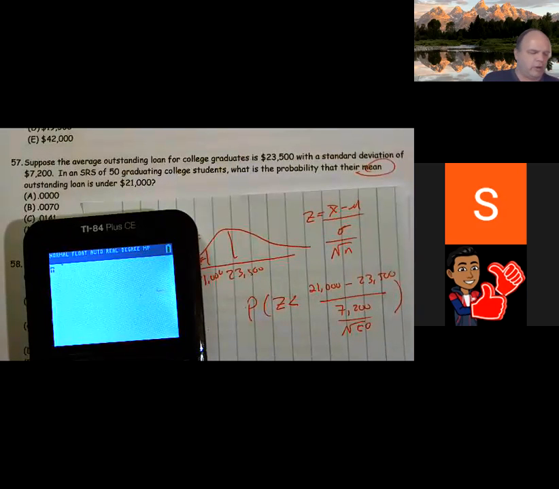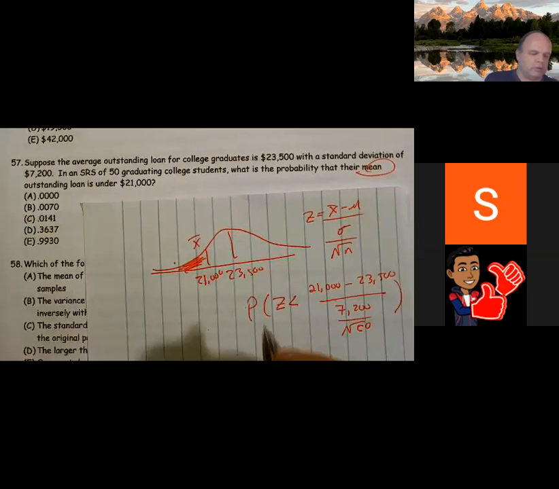So the second vars, normal CDF, negative infinity, upper bound is 21,000. That's the way I shaded it. 23,500 is my mean. Standard deviation 7,200 divided by 50 caret 0.5. And I end up getting 0.0070.